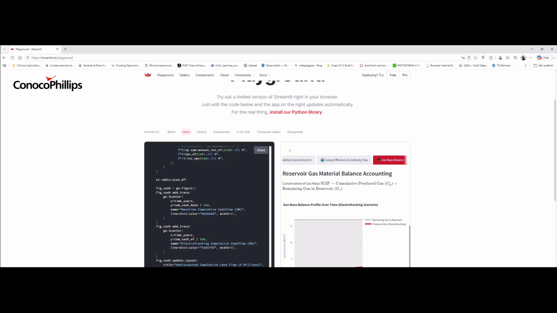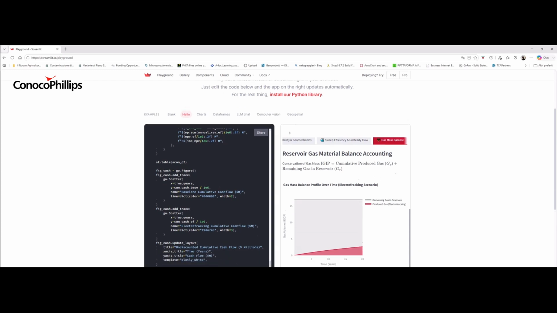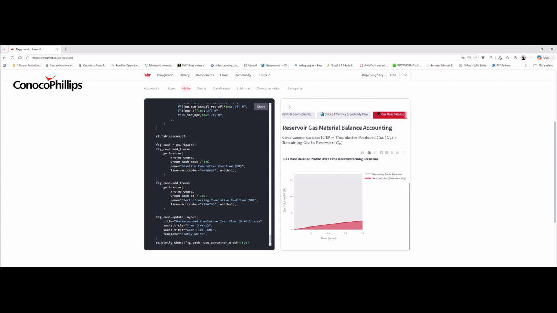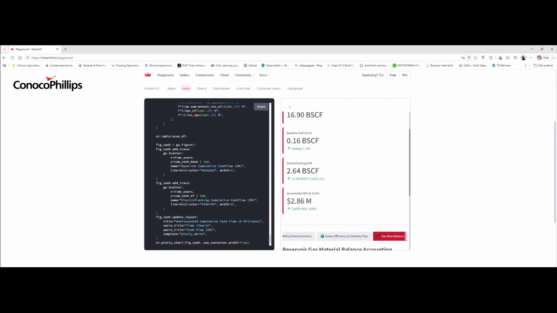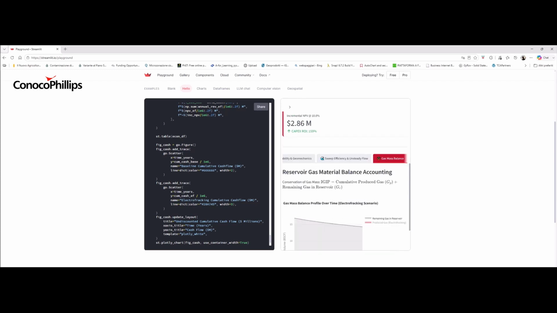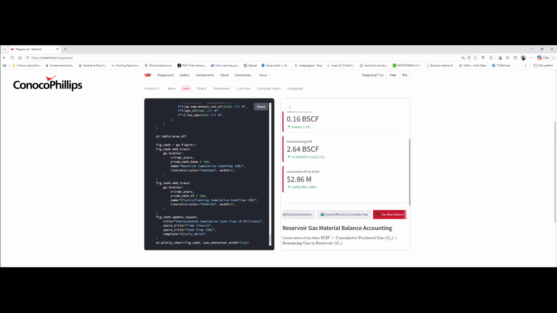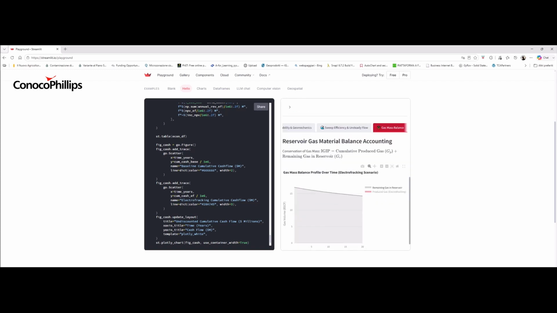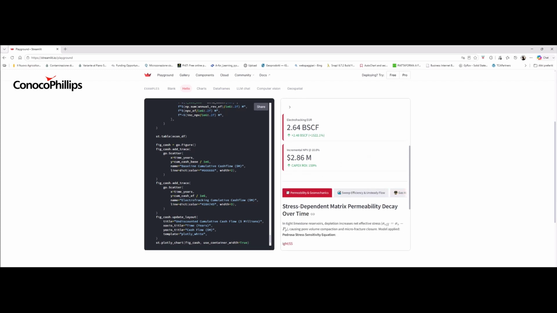You have the gas mass balance, conservation of gas in EGP, cumulative produced and remaining gas in the reservoir. You have the remaining gas in the reservoir, produced gas and electrofracturing. So you have several effects of this. Finally, you can make a prediction of capex, the first investment and the investment to apply the electrofracturing. You have a capex growth of $2.8 million using the electrofracturing technique and make this reservoir much more efficient.